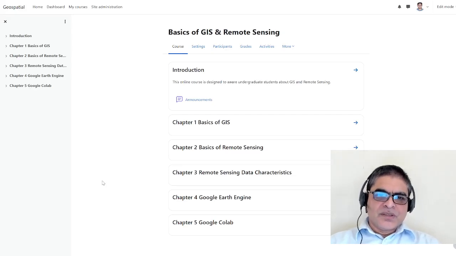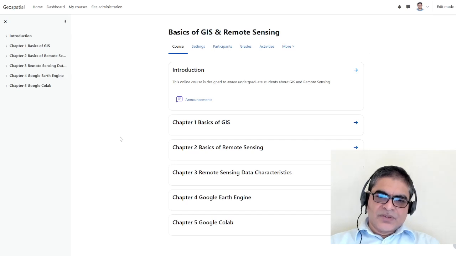So, this is the basics of GIS and remote sensing. This is the course which is designed for the undergraduate students. And let me introduce you to this course. This course has 5 chapters.